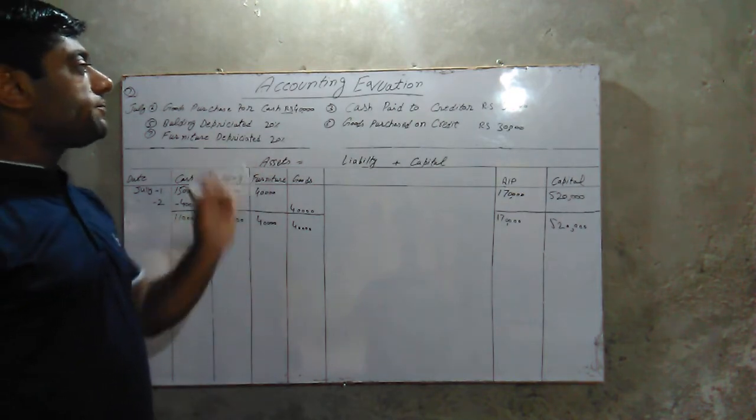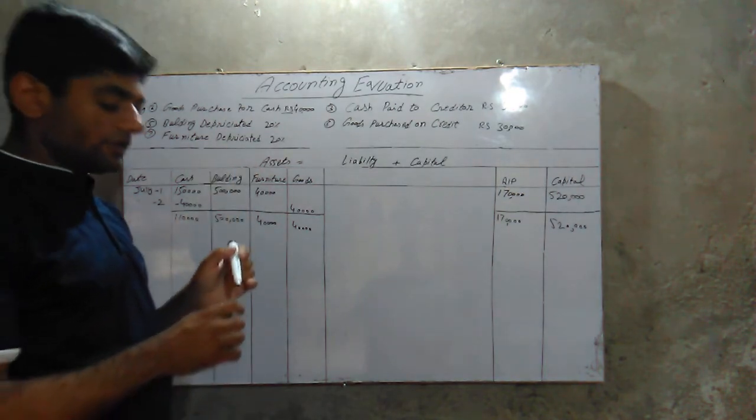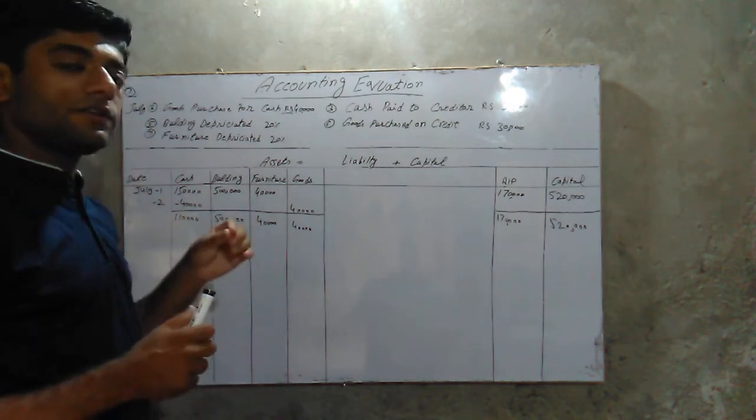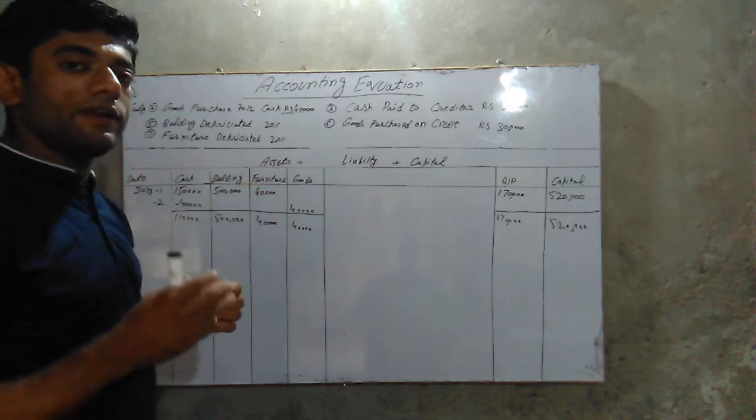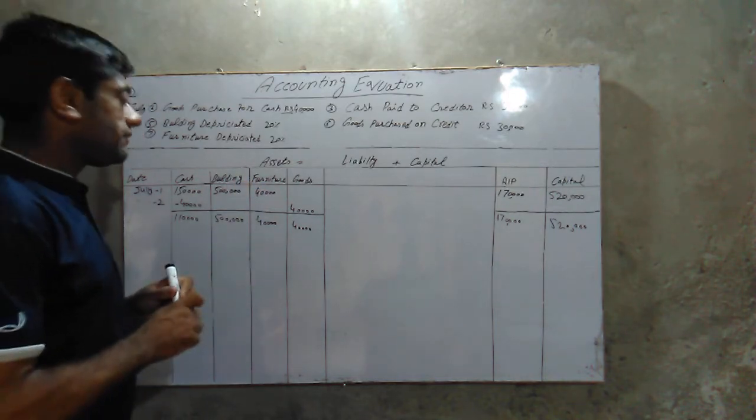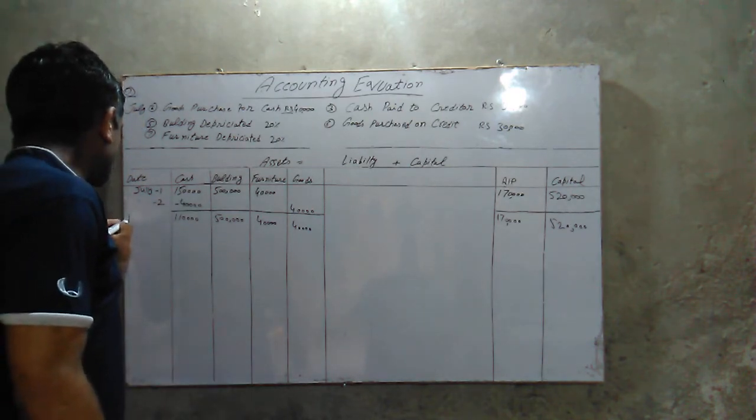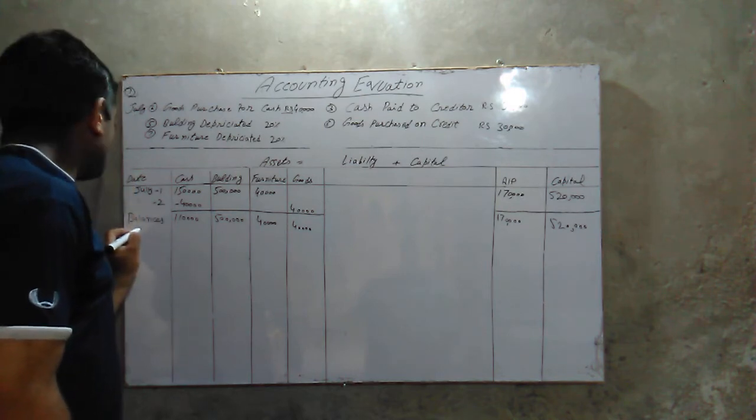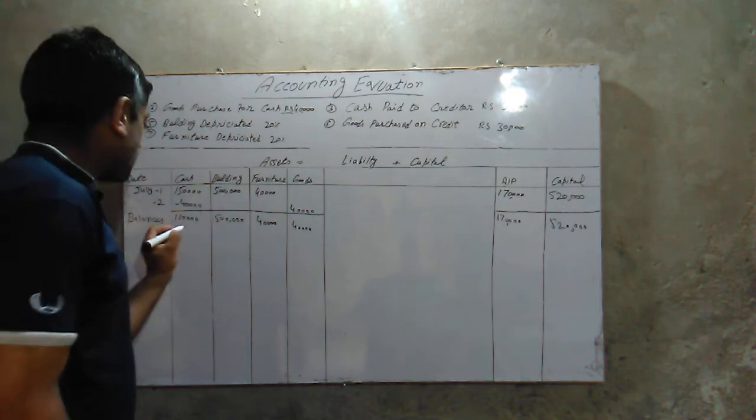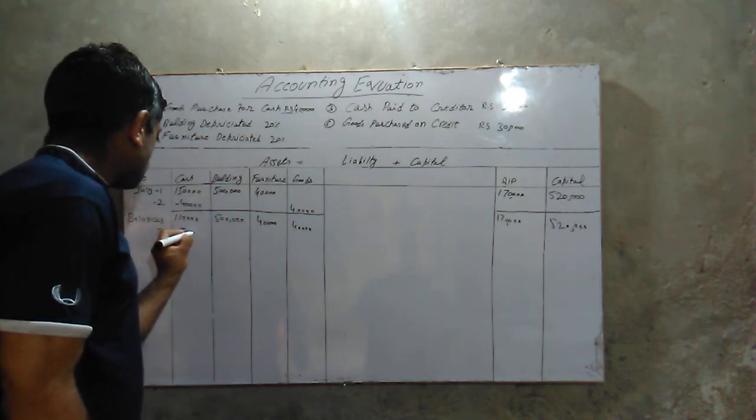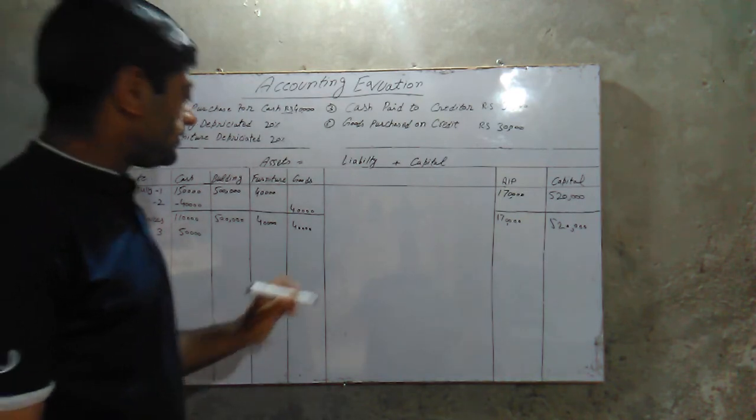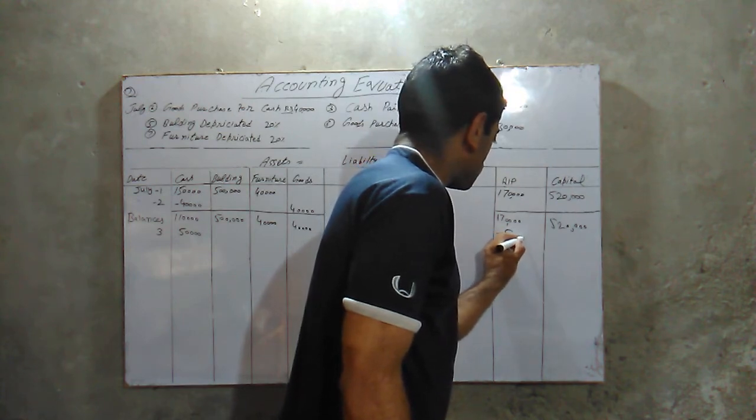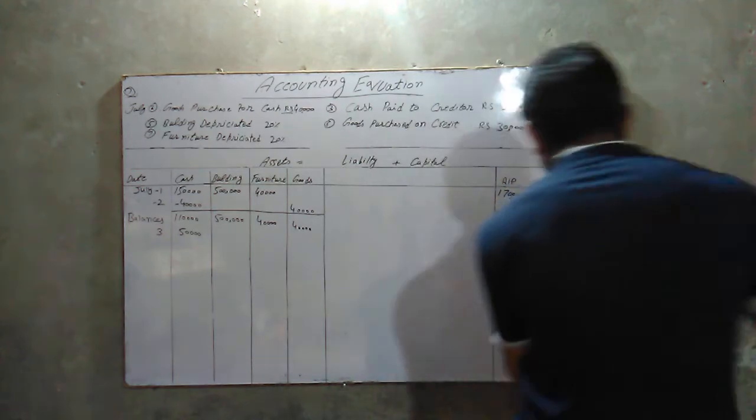So next, 3rd July, cash paid to creditor 50,000. When we pay cash, cash is decreased, and when a liability is paid, the liability also decreases, which affects 50,000. This is our balances. And 3rd July, paid cash 50,000 and also our liability decreased 50,000.